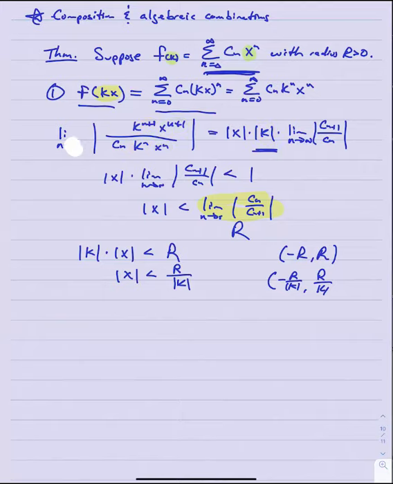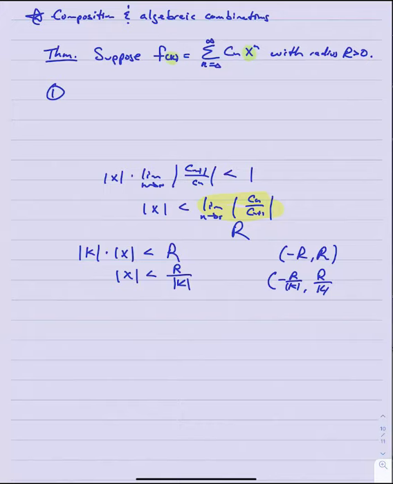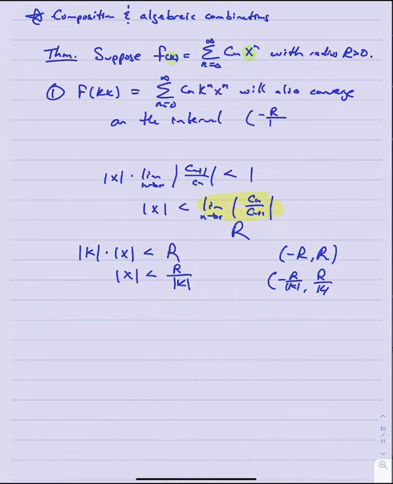So let's write that here. I'll write all this part again. I'll say f of kx, which equals the sum from n equals 0 to infinity of c sub n, k to the n, x to the n, will also converge on the interval negative r over the absolute value of k to r over the absolute value of k. In other words, i.e., the radius of convergence is now changed to r over the absolute value of k.